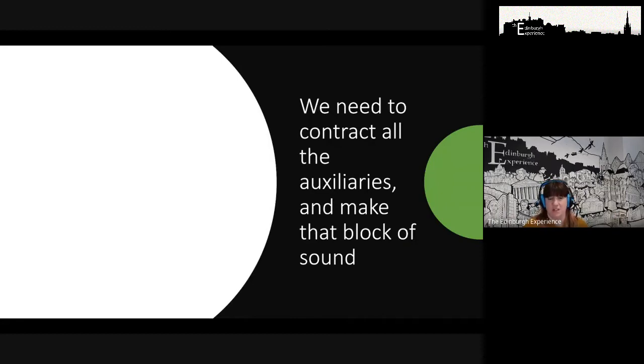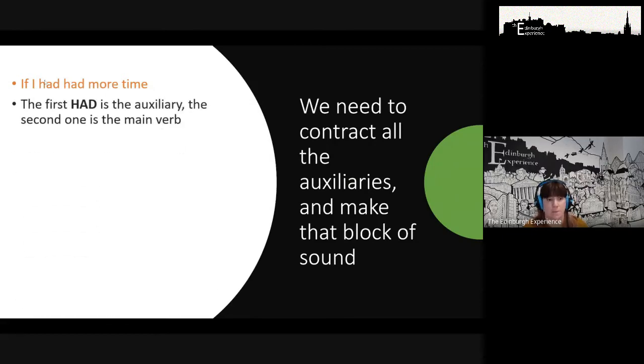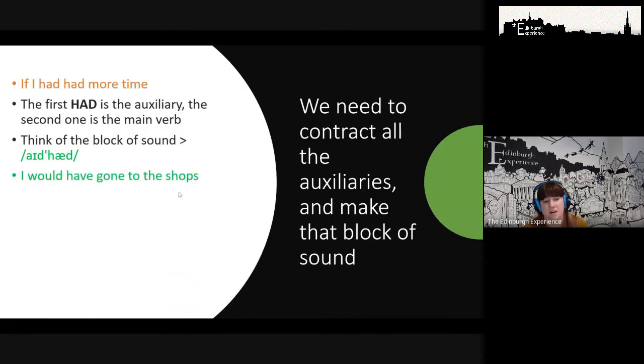Okay, and when we're talking about our third conditional, we've got all those auxiliaries that we have to bring together. So in a mixed conditional, this will be the place that you will be making more of your contractions because it's the situation clause that we're using. Yeah. So we have to make sure that that auxiliary had is the one that gets contracted. Okay. So we have that block of sound. Remember, not if I had, but if I'd had. Okay.